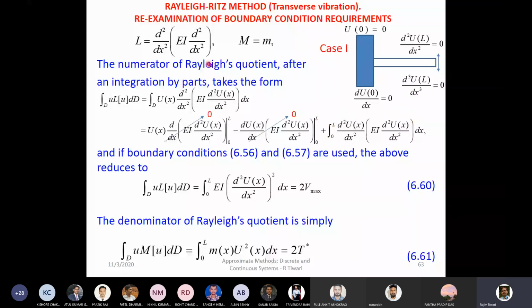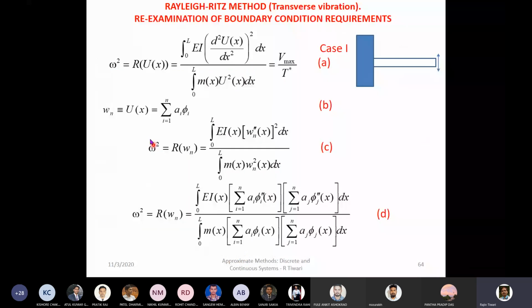And this is the integration. This term will be left out. So this is the final term which will be left out after doing the integration. For the denominator part, M is a simple operator, so this will be as it is. Now the Rayleigh's quotient will take this form.